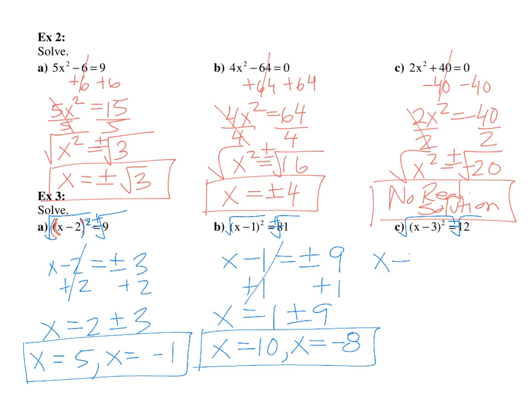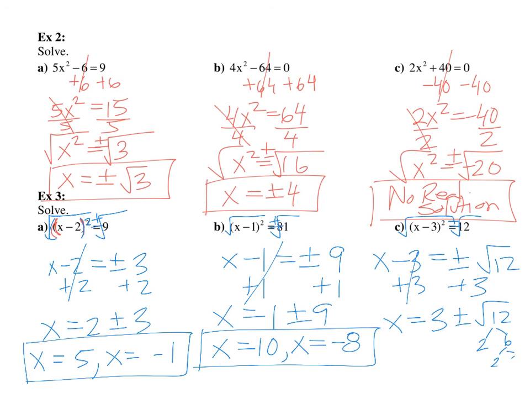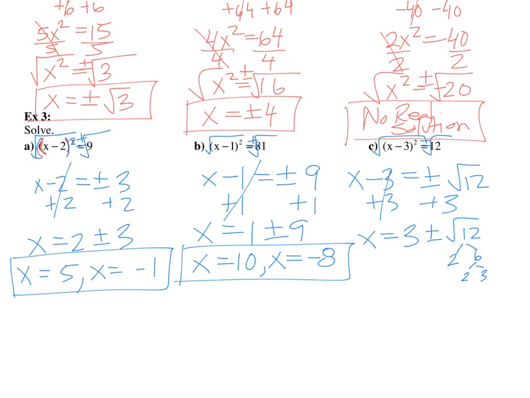For the next one, take the square root of both sides, positive and negative. I get x minus 3 is equal to positive, negative square root of 12. So I add 3, and x is equal to 3 plus minus square root of 12. Now square root of 12, I could break that down into 2 times 6, 2 times 3, and I could simplify it, so I get x is equal to 3 plus minus 2 square root of 3. Now make sure that you don't add these two, okay? These are unlike terms. So this is your final answer.